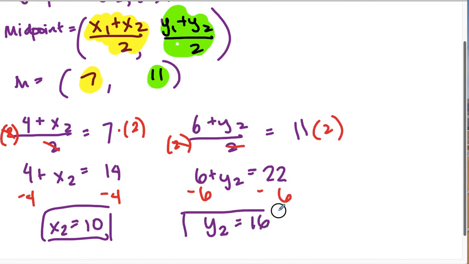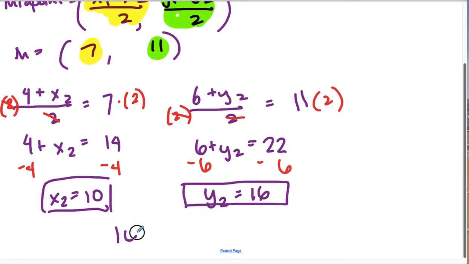So this means that the other endpoint that they're looking for is 10, 16.